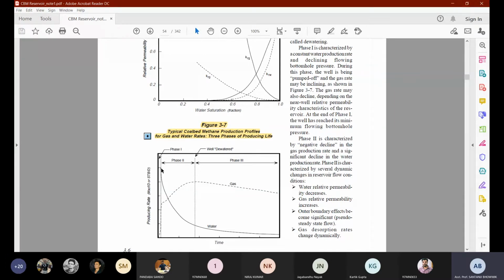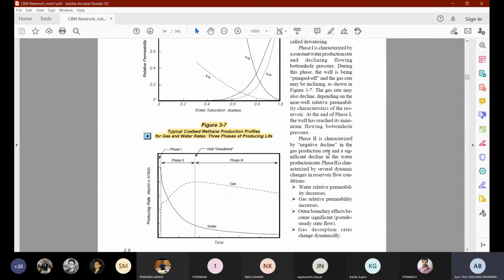Okay, and then it will not be able to maintain the constant flow because most of the water has been taken out. So now the water production rate is going to reduce. So that is the start of phase 2. You can see in the text also, phase 2 is characterized by the negative decline in the gas production rate. Decline means reduction, negative decline means the opposite of reduction, or the negative decline means it is actually increasing.